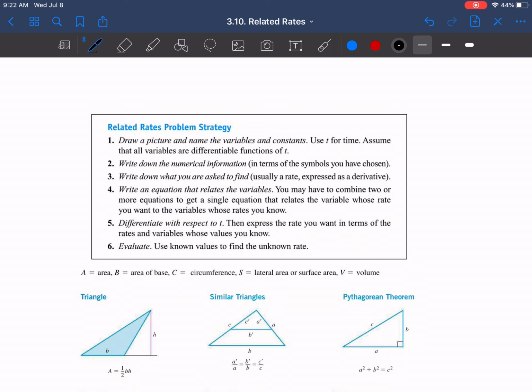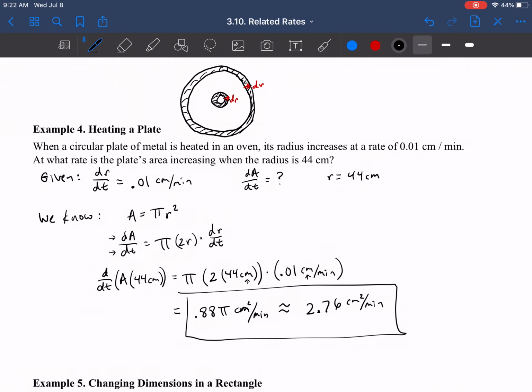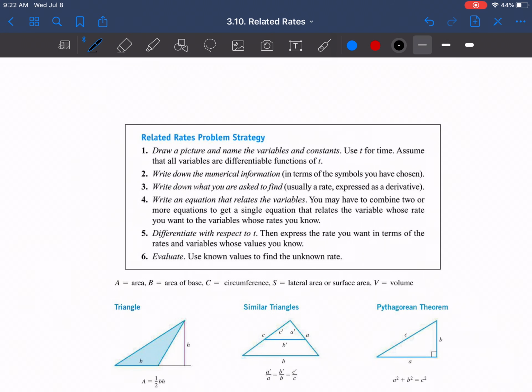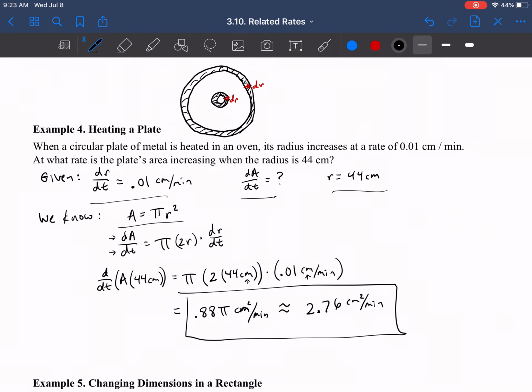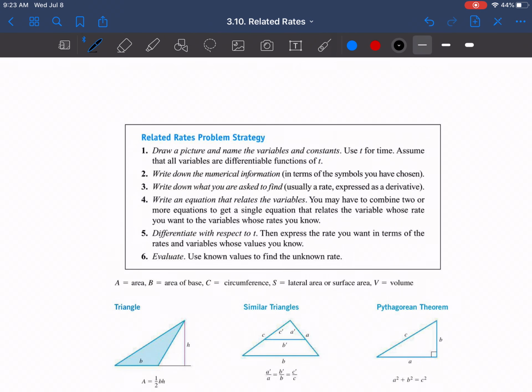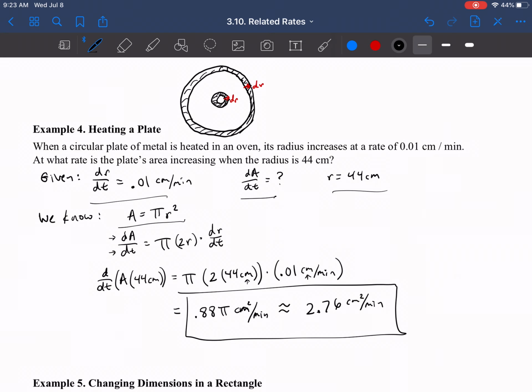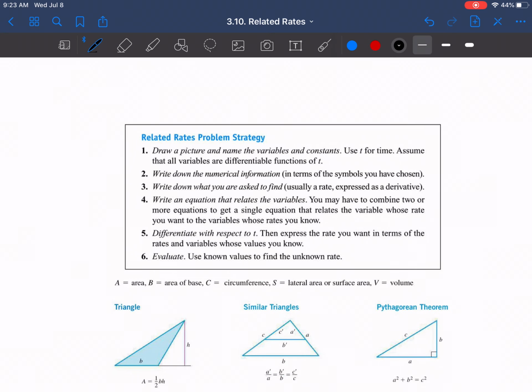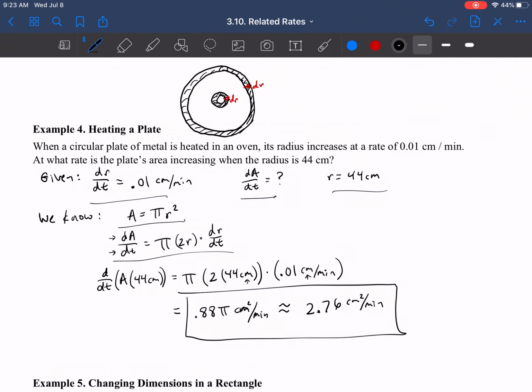Write down what you're asked to find. I did that before too. I wrote down what was given and what I was trying to find, right? I did that right here, here's the information given, here's what I'm trying to find, just to help keep track of it. Write an equation that relates the variables. That's this right here. This equation relates those variables together. Then differentiate with respect to time. That's this right here. And then evaluate. That's this part right here where we plug numbers in.